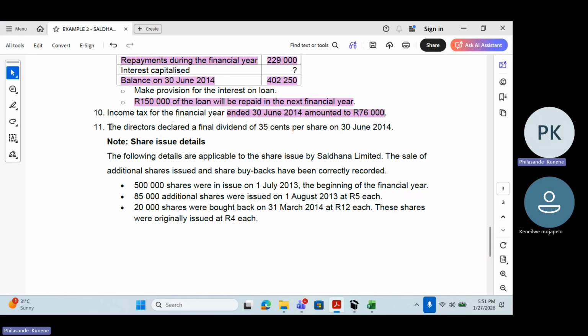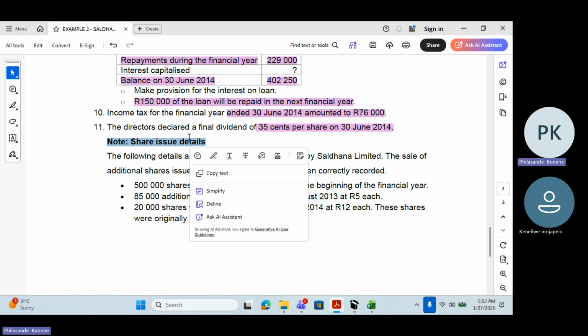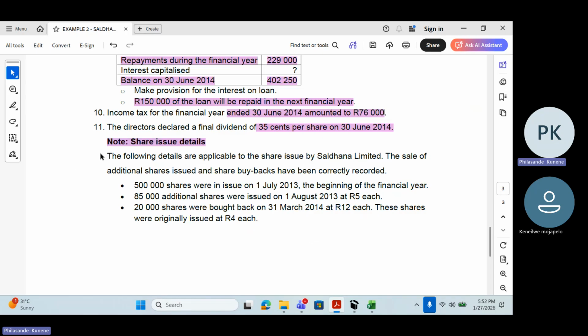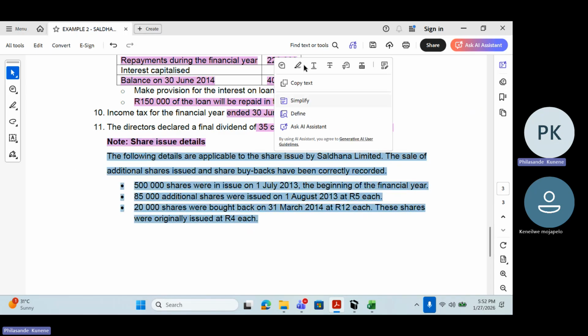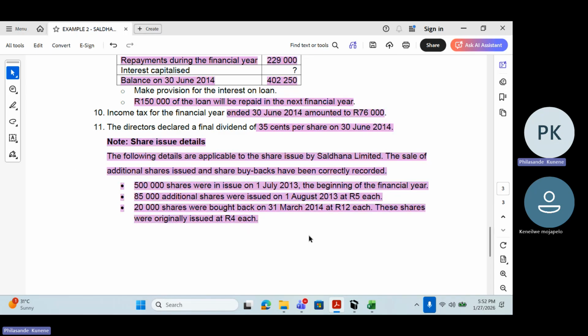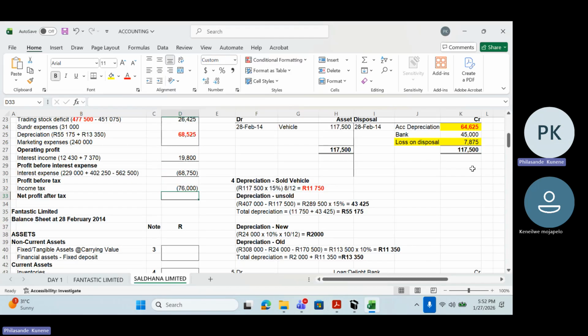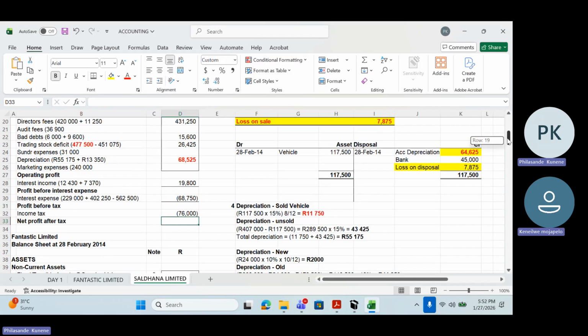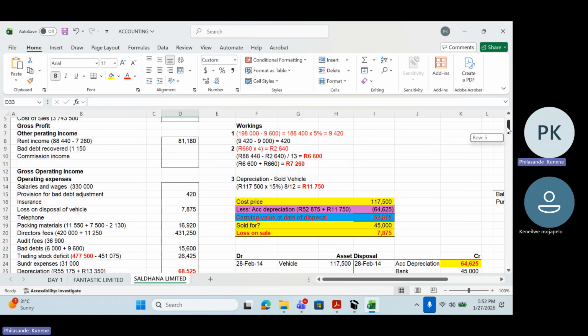Okay. Then number 11, the directors declared a final dividend of 35 cents per share on 30 June 2014. This is going to help us more when we do the retained income note, which we're not going to be doing now. Note on shares issued, probably this is for share capital also. So let's leave these two transactions, and then we go and finalize our income statement.